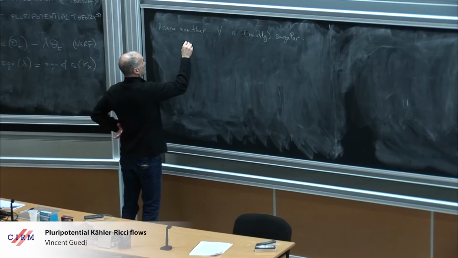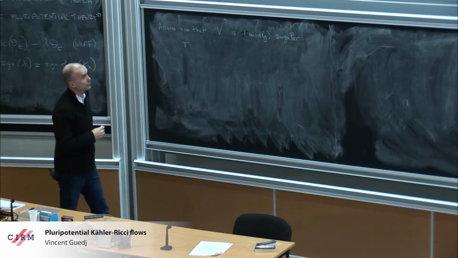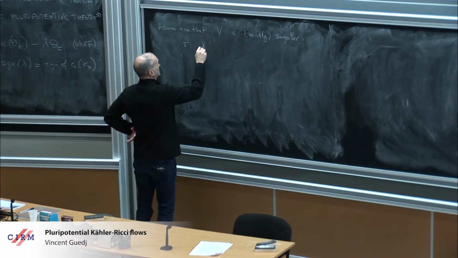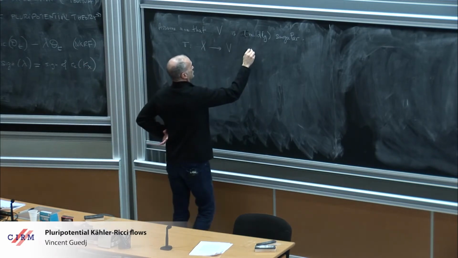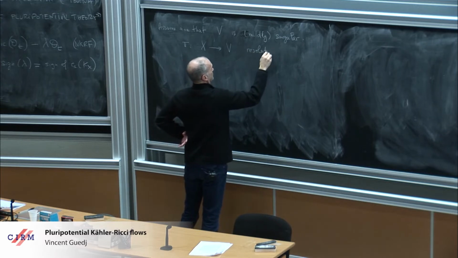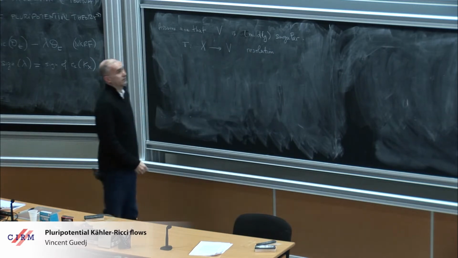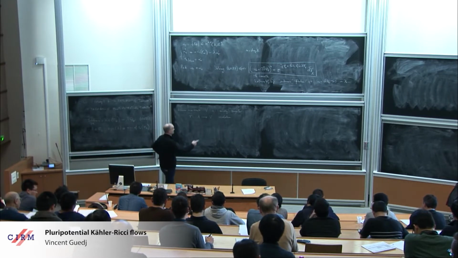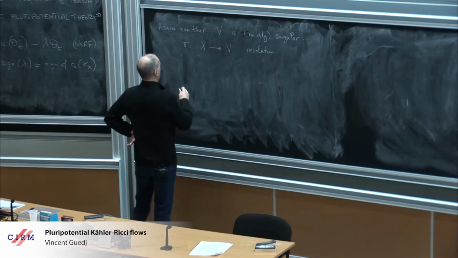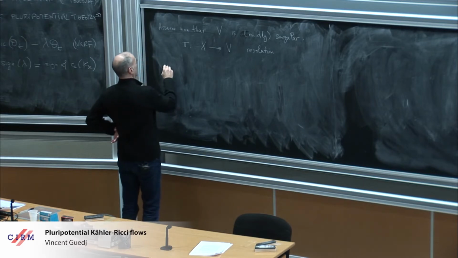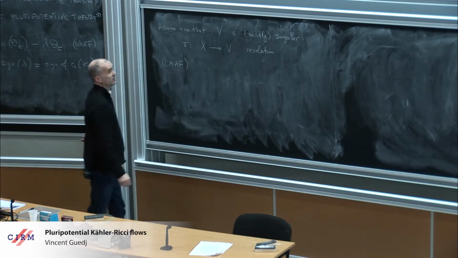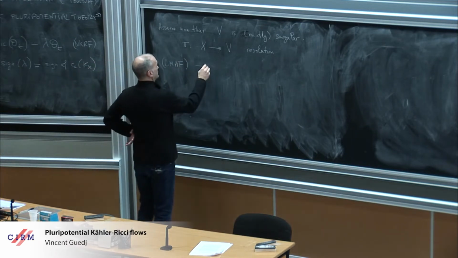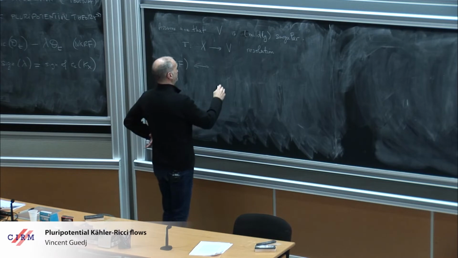And in order to understand the corresponding complex Monge-Ampere flow, we fix a resolution of singularities and lift the problem to the smooth manifold X, and the corresponding flow transforms into, so let me write this notation for complex Monge-Ampere flow, the following type of equation.